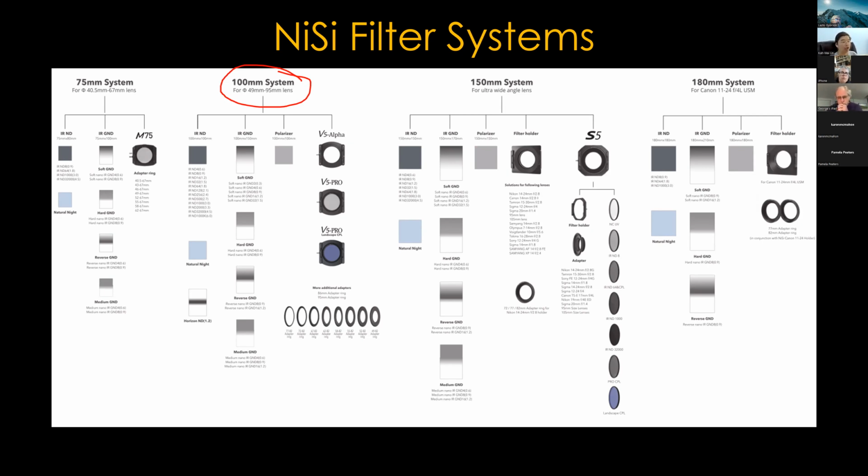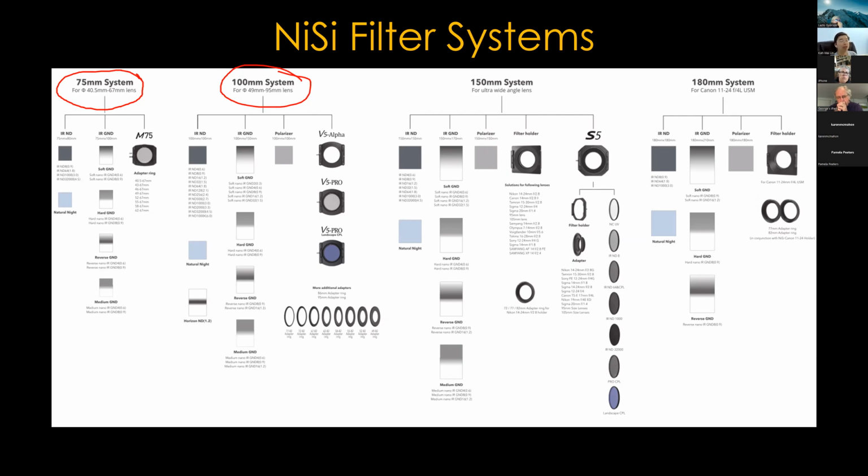So in theory, one set of filters can fit all your lenses. And if you are using a micro four thirds lens, you don't need a 100mm system. You can go for the smaller 75mm system. These are slightly smaller and easier to carry around for you if you don't need the bigger system.